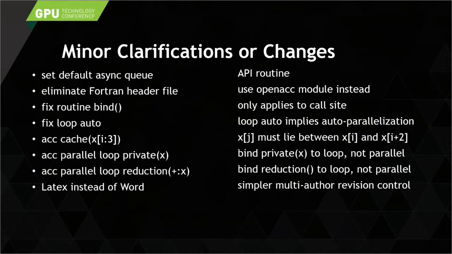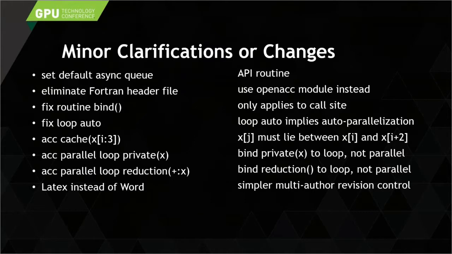Some other interesting things, the ACC cache. This is another one where we didn't specify it, and the different compilers implemented this a different way. If you're not a C programmer, and none of you are, the xi:3 means starting at xi and going for 3 elements. So that would be, in a real language like Fortran, I to I plus 2. I'm not showing my biases here, by the way.